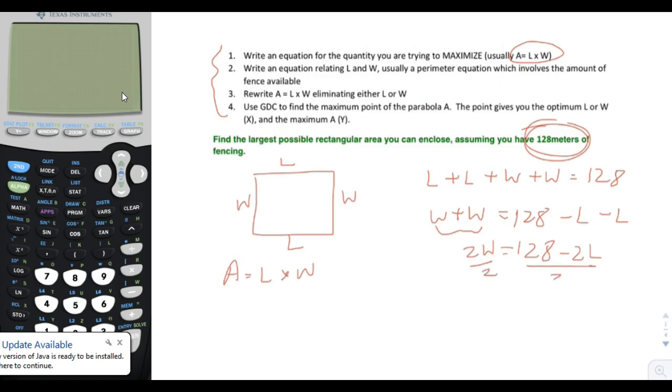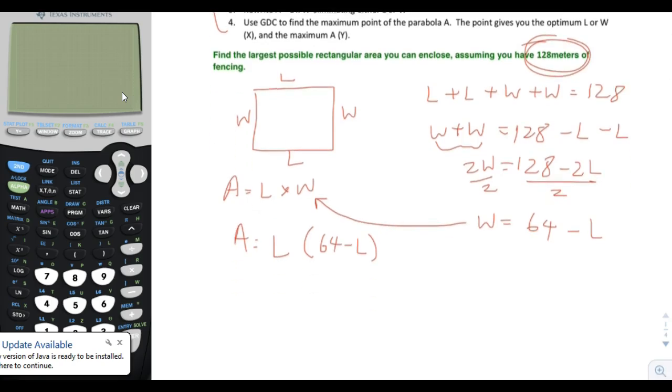We divided both sides by 2, and we have W equals 128 divided by 2 minus L, right? 128 divided by 2, by the way, is 64. So we have W equals 64 minus L, right? So let's put that here, and all of a sudden we've eliminated W. And now it becomes very easy.